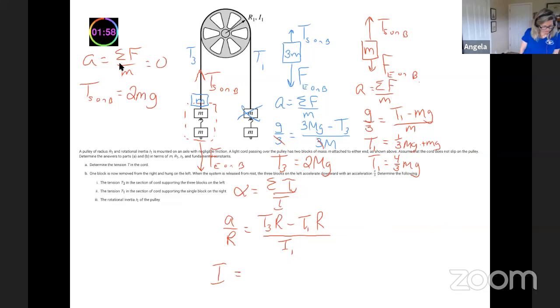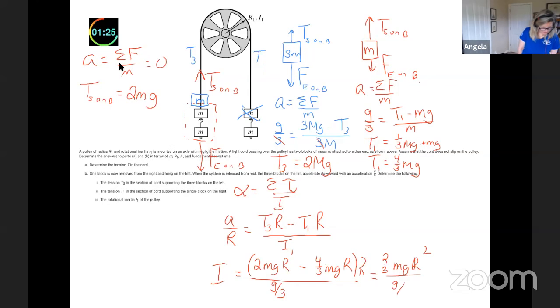I could plug in T3 and T1. That might be nice. T3 is 2 mgr, T1 is 4/3 mgr, all over A, which is g over 3. I have to multiply the whole thing by R. Okay, 2 minus 4/3, that's 6 minus 4 over 3, so 2/3. And then 2/3 mgr squared over g over 3. And it's very nice. The 3's cancel, the g's cancel, and the rotational inertia is 2 mr squared.